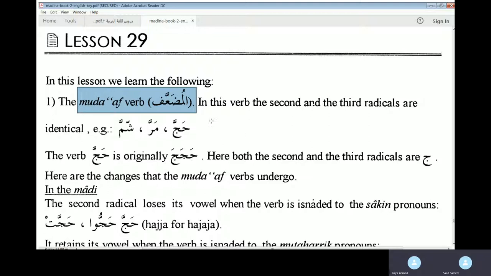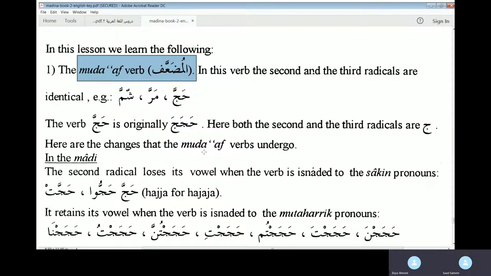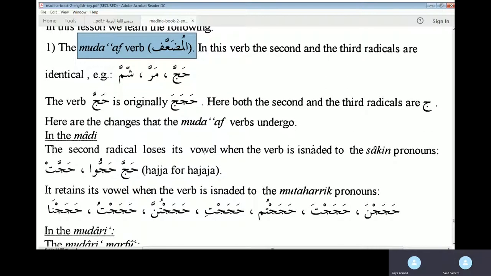Hajja, marra, shamma. The verb hajja is originally hajjaja. Here both the second and the third radicals are jim. Here are the changes that the mudaf verbs undergo. In the mazi, the second radical loses its vowel when the verb is isnadit to the sakin pronouns.